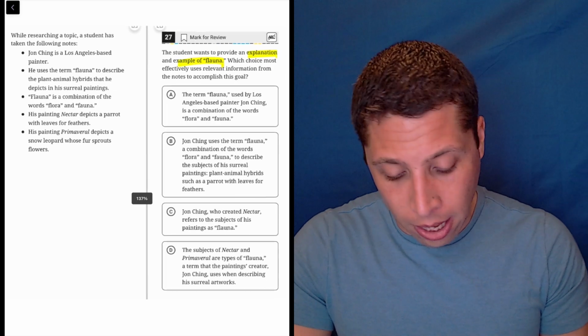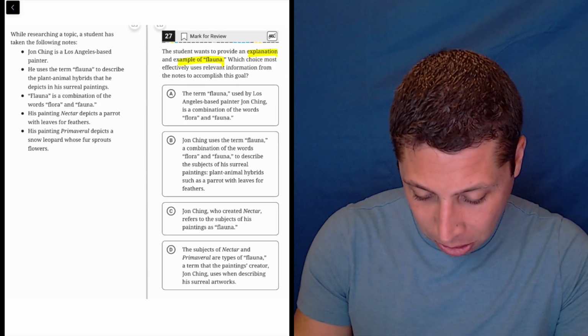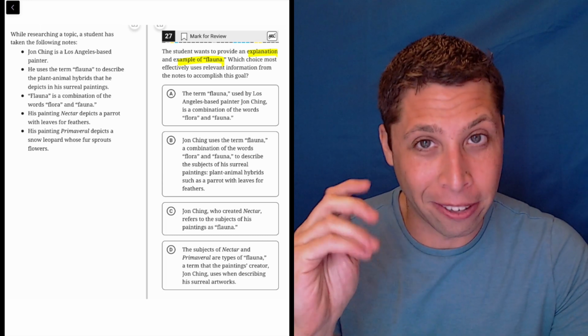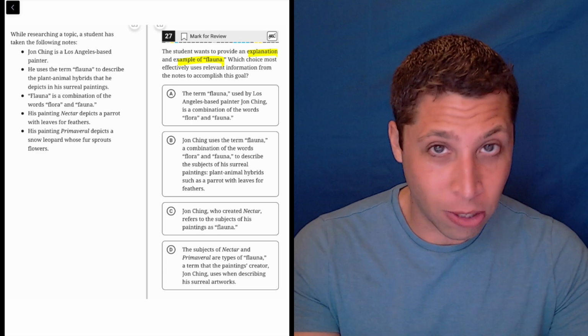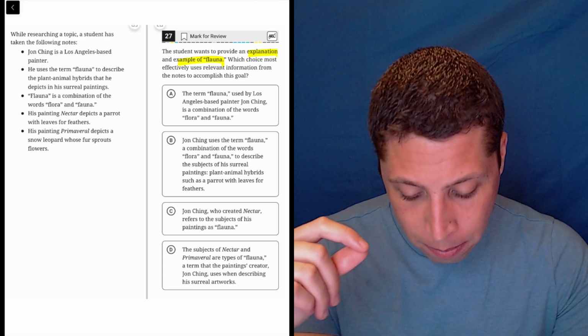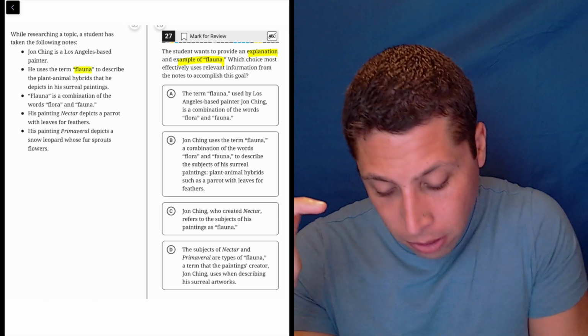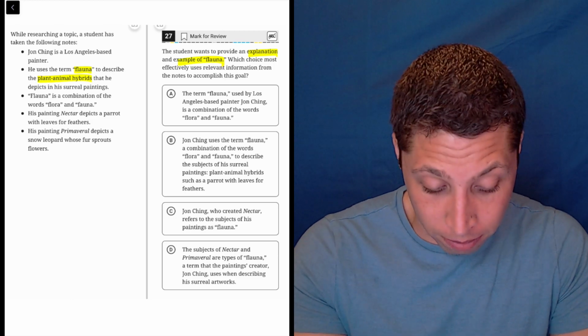So let's see what it is. We'll use the dots now. I mean, we could probably even look at the choices, but I've been looking at the dots for the sake of getting a deeper understanding. John Chang is a Los Angeles-based painter. Don't care. He uses the term flana to describe the plant-animal hybrids that he depicts in his surreal paintings. So what is flana? It's a plant-animal hybrid. Flana is a combination of the words flora and fauna.